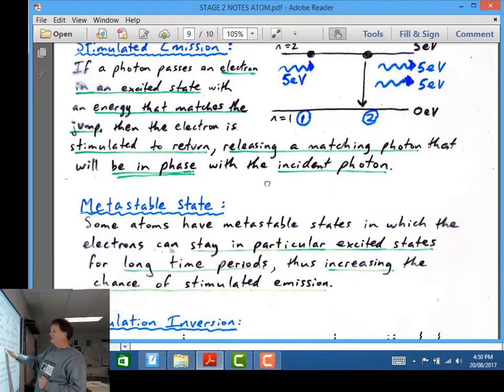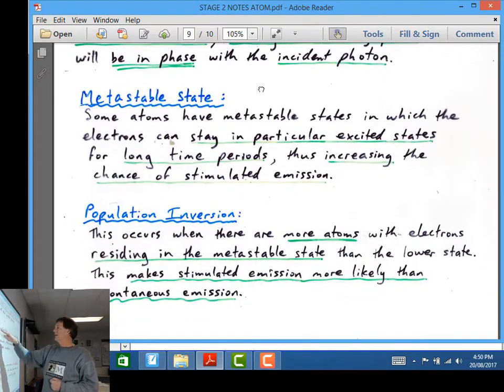Okay, so metastable state is where you've got some atoms that do have those states. They sit in a particular higher state or excited state for a longer period of time than normal, and that will increase the chance of a stimulated emission rather than a spontaneous one. Because if a photon goes past one in the ground state, it'll be absorbed, go to the higher state, come back down again, you get spontaneous emission, which is no good to us. So we want to have a metastable state there.